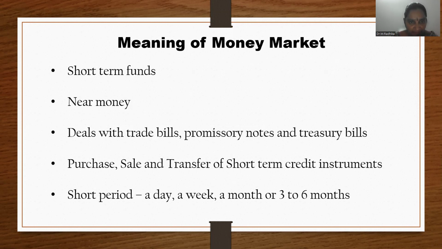In this money market, short-term credit instruments are purchased, sold, and transferred. Here, the duration is a shorter period for short-term funds, that may be a day, a week, a month, or it can be 3 to 6 months, but it will be within 1 year. So the period is limited to a shorter term.